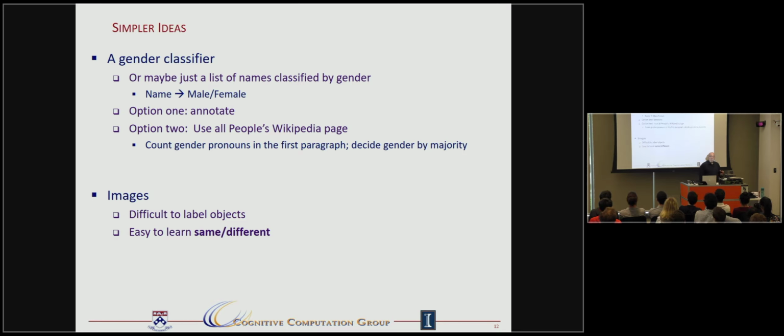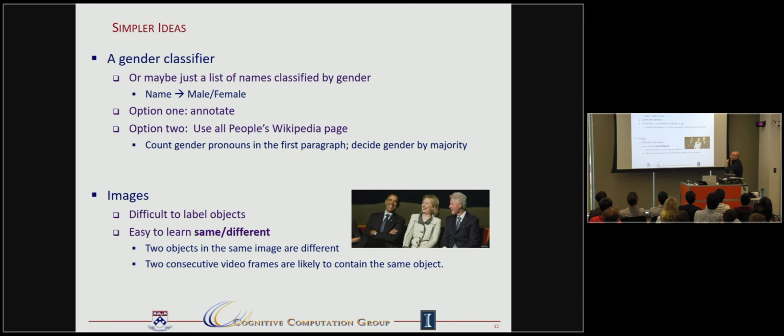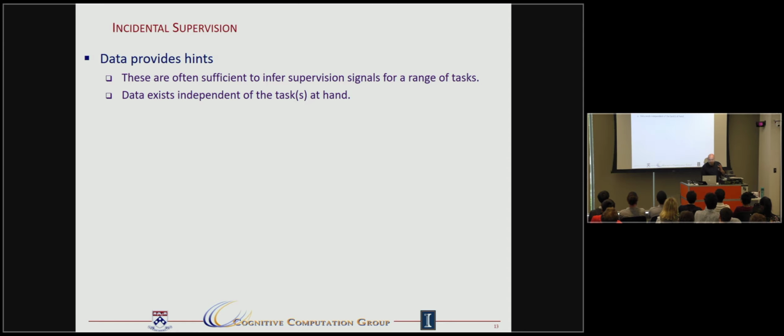Here are some other examples. Images. It's difficult to label objects or to label faces, but it's very easy to learn same or different signals from images. For example, if I show you an image and it has multiple faces, they are different. If I show you this as part of a video, two consecutive frames probably represent the same object or faces. So it's very easy to get some signals that are highly correlated with what you care about, very hard to get the real one. And these kinds of things exist in many, many cases. So when I talk about incidental supervision, again, I'm talking about the fact that there's a lot of information in the data itself that exists there independent of the task, and the question is, how do we exploit it?